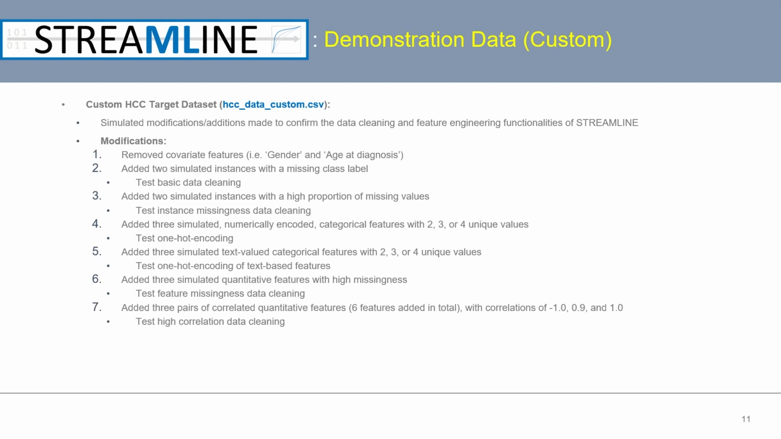And we added 3 pairs of highly correlated features, with 6 features added in total, with correlations of -1, 0.9, and 1. This was to test the high correlation data cleaning aspect of automated data processing. And lastly, we added 3 simulated features with either invariant feature values, all missing values, or a mix of invariant and missing values to test that aspect of data cleaning.